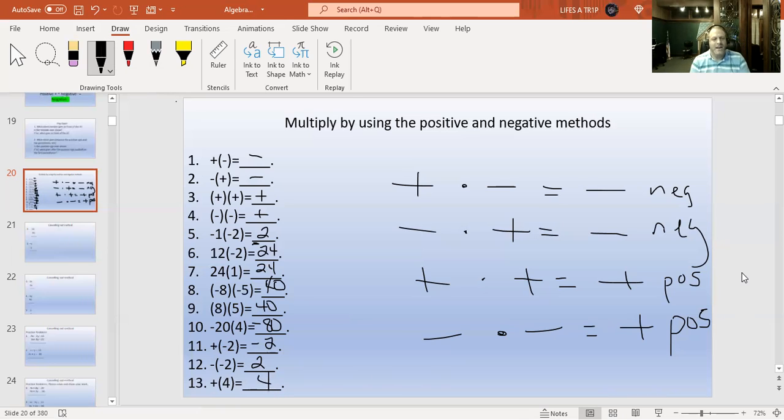All right, guys, this is what multiplying by using the positive and negative methods should look like. 1 through 13 on your paper, exactly written down how it is on the PowerPoint. Should look like how it's written down on your paper for my homeschoolers. All right, guys, this is going to wrap up this segment.